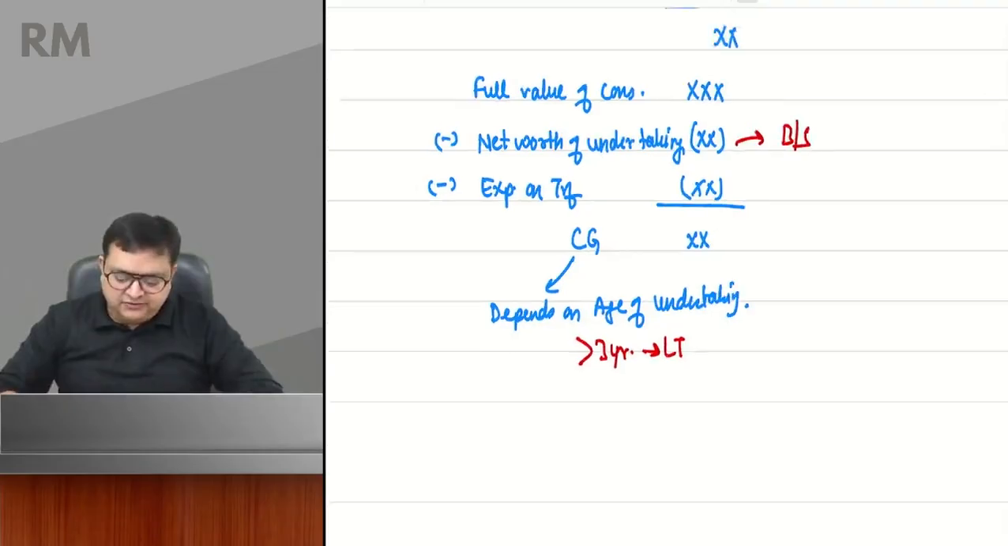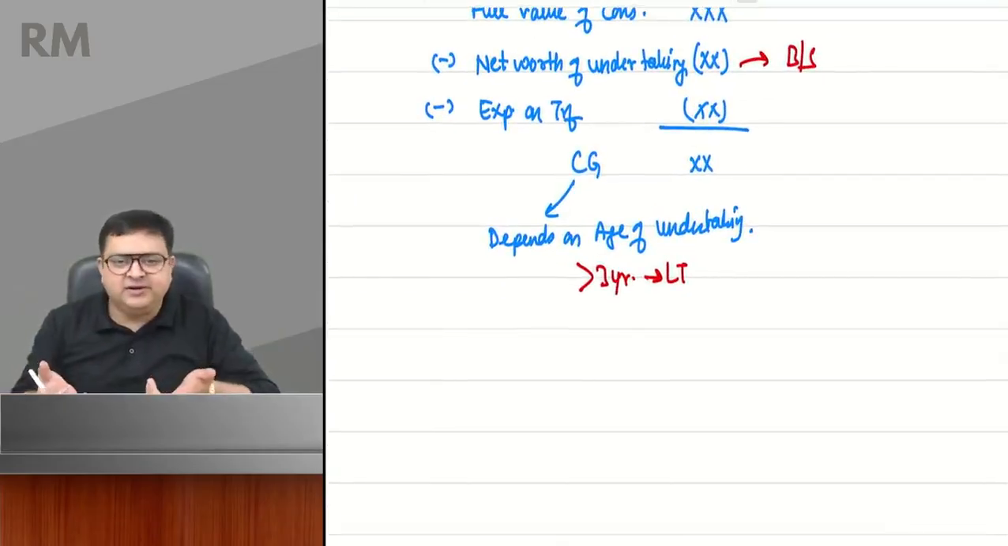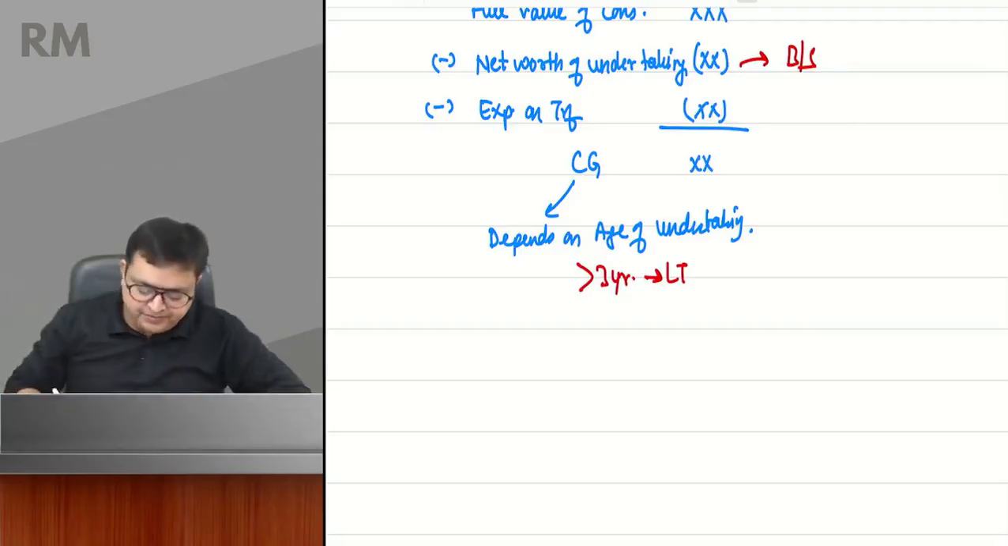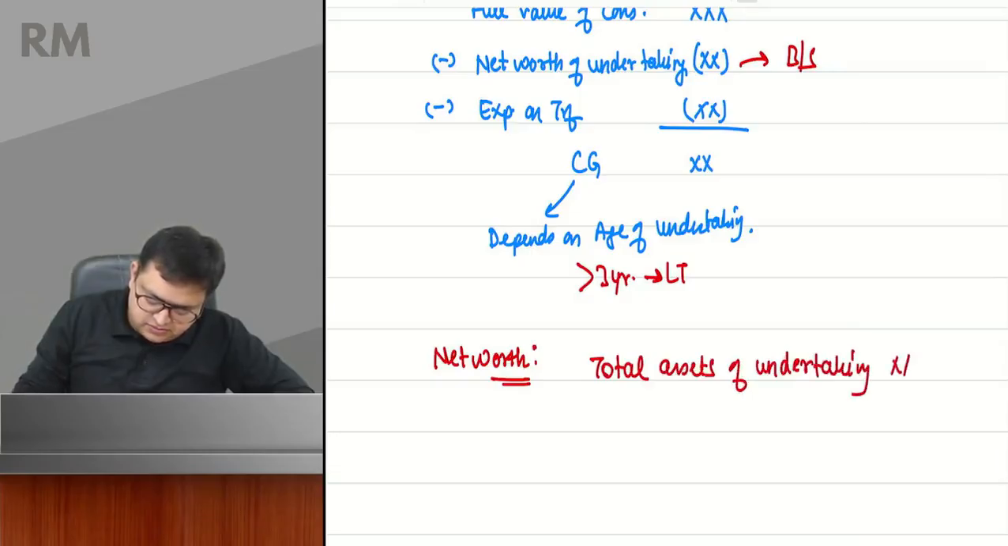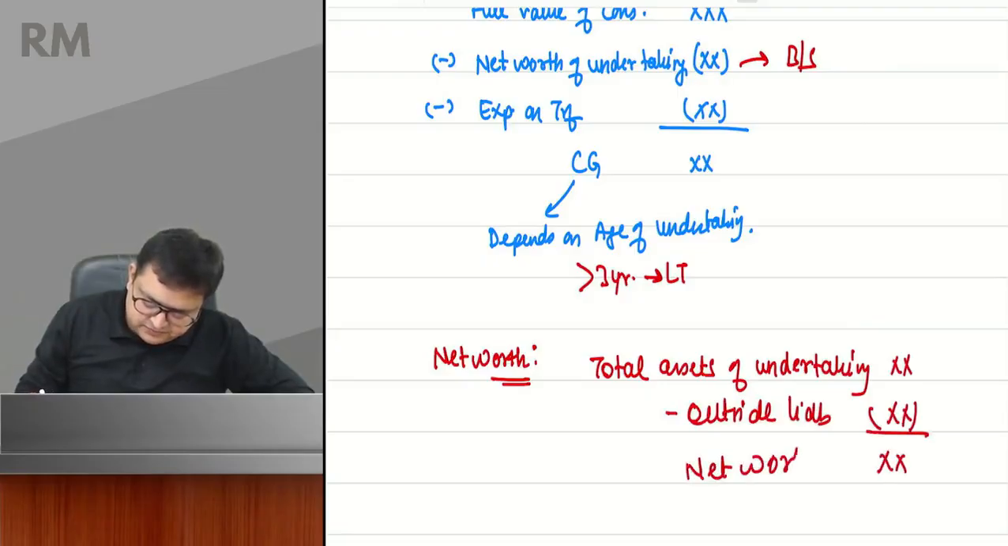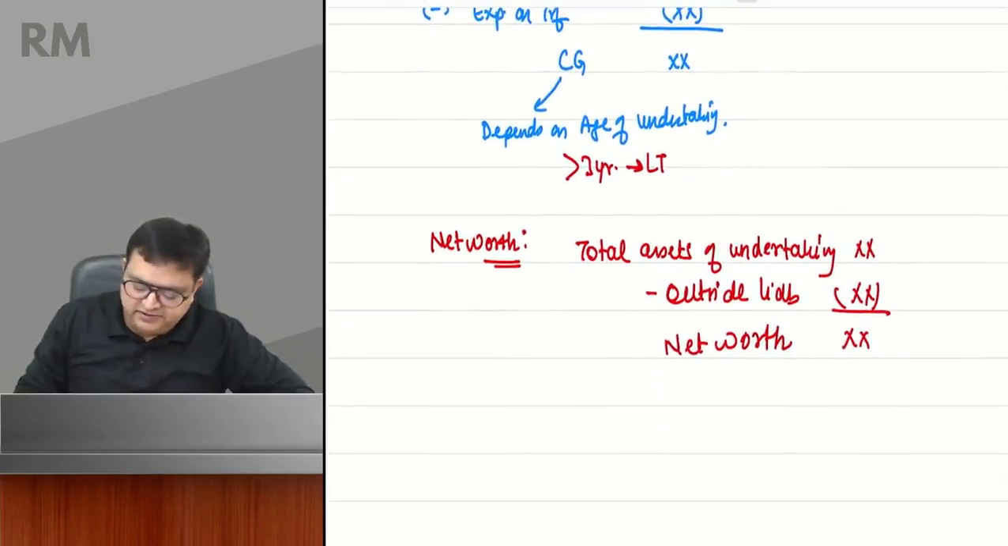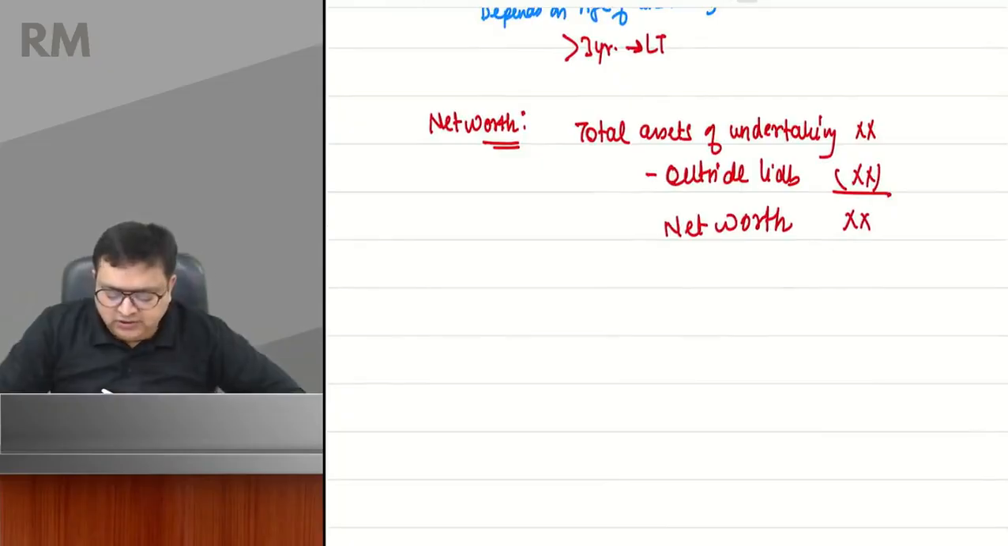So we should take the help of the balance sheet and only items related particularly to this undertaking. Correct? In the balance sheet, you understand there are assets and liabilities. So net worth will be computed as follows. Total assets of undertaking minus outside liabilities. So this is your net worth. This is the net worth. Total assets minus outside liability.